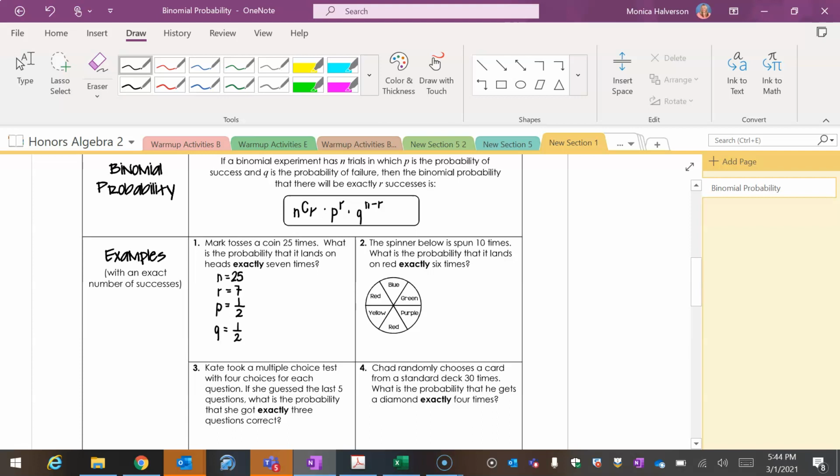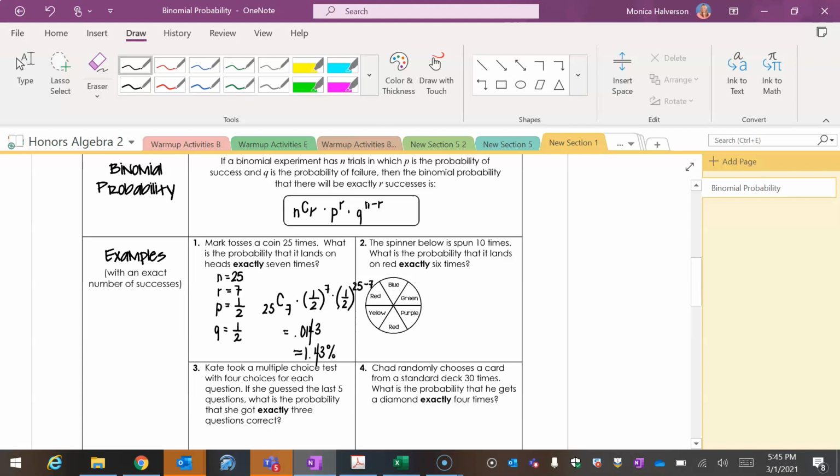So we're going to put it into the formula. We're going to do 25C7 times 1/2 to the 7th times 1/2 to the 25 minus 7. And if you figured this out in your calculator, this would equal 0.0143 or 1.43%.